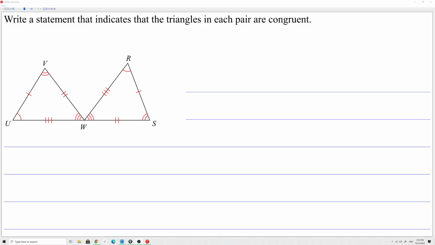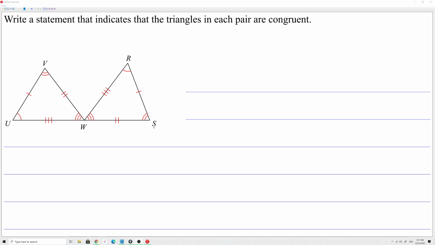This video is about triangles and congruence, but in particular using the correct notation, which is the most important part of this assignment. So, we're asked to write a statement that indicates that the triangles in each pair are congruent. You can see that they're congruent because we have three pairs of angles that are congruent to each other: angle U with 1 mark, angle R with 1 mark, V with 2 marks, S with 2 marks, and so on. And we also have 3 pairs of sides: side UV with 1 mark, side RS with 1 mark, and so on.